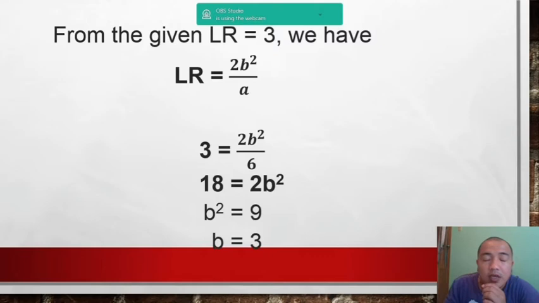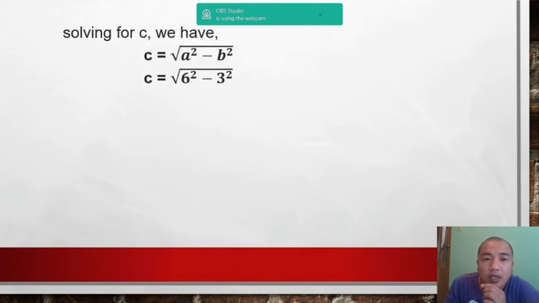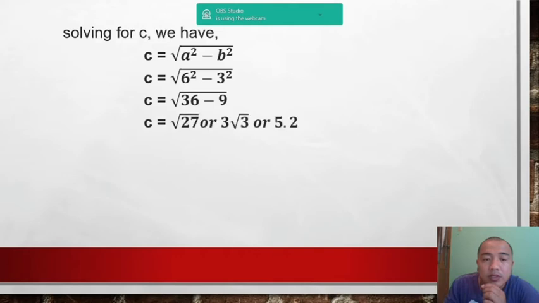Then, solve na natin yung A, 6, B, 3. Then we can now solve for C. Formula is square root of A squared minus B squared. So, 6 squared, na 36, minus 9 is 27. Square root of 27 or 3 square root 3 or 5.2.